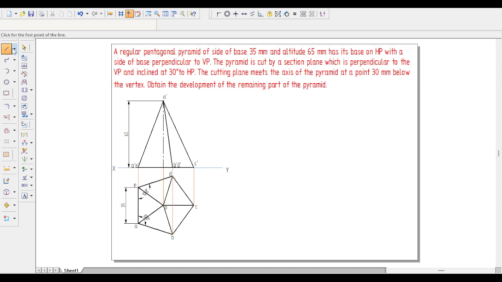So for that, let's take a line here. I'm using this line as a reference line. Just simply a line I am drawing, and fix the distance from the vertex or apex. The distance is 30 mm. Now we can draw the cutting plane here, which is at 30 degrees to HP. From this intersection, I am drawing a 30-degree line here.